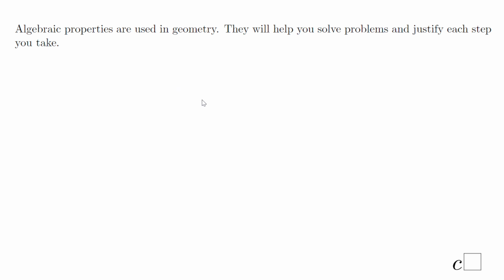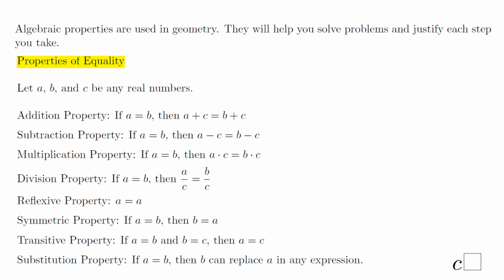Welcome back at C-Square. In this lesson we will talk about algebraic and geometric proofs, but we're going to start with these algebraic properties. They are also used in geometry. So let's see these properties of equality and what they are called.